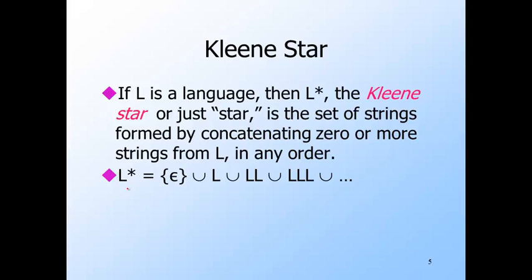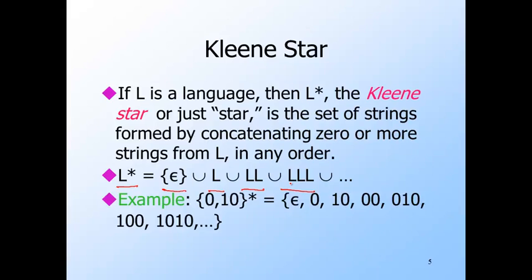Thus, L star would consist of the set containing the empty string. The empty string is always in the star of any language, because that represents no choices of string from L. Then union with L itself. And then we can take two strings from L, so we take L concatenated with L. We can take three strings, and so on. Anything you can form by concatenating any number of strings from L will be in the language L star.